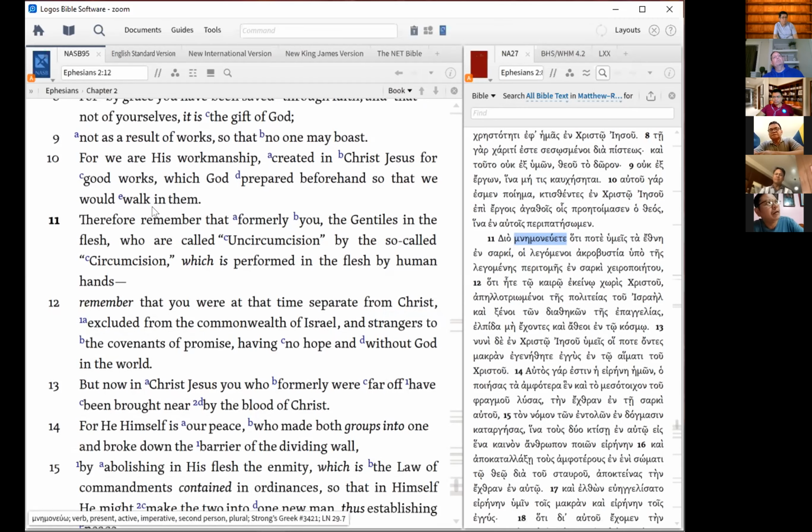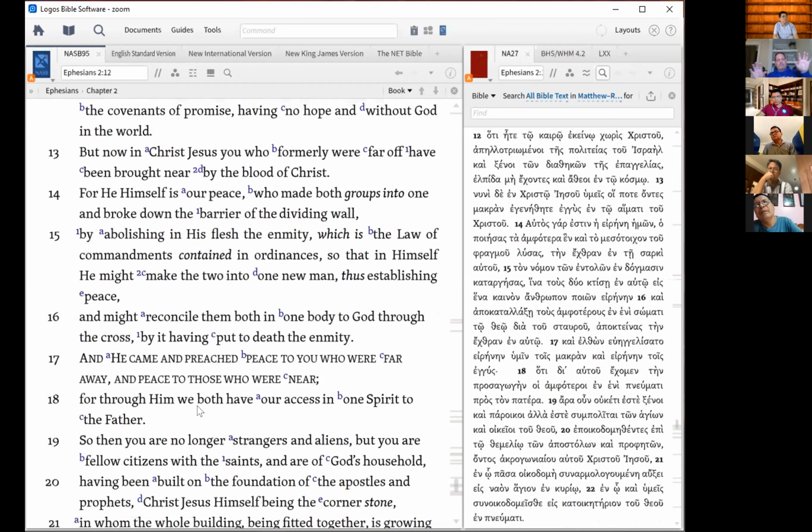And all of this, guys, when you diagram this passage, this is going to pop out. Remember, you were separate. That's the main sentence in verse 11. But, coordinating conjunction, you have been brought near. So those would be the two main ideas. You were separate, but now you've been brought near. Everything else in verses 11 through 19 is going to modify something in those two main ideas.